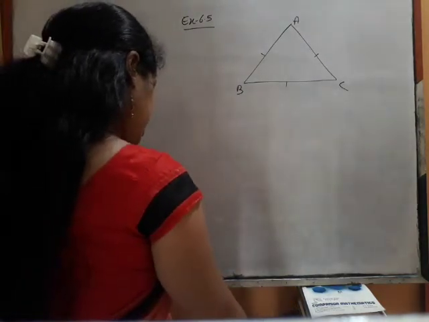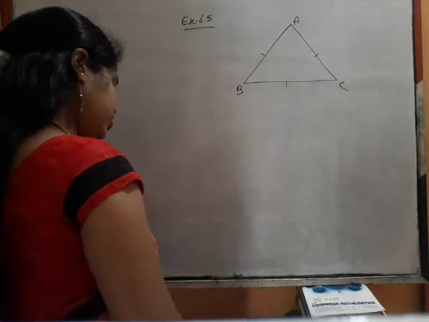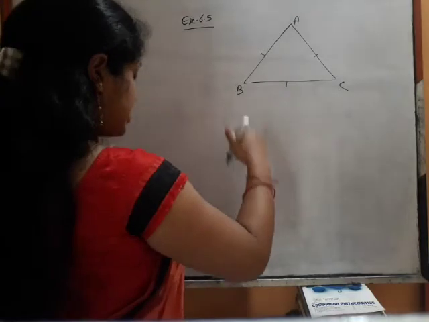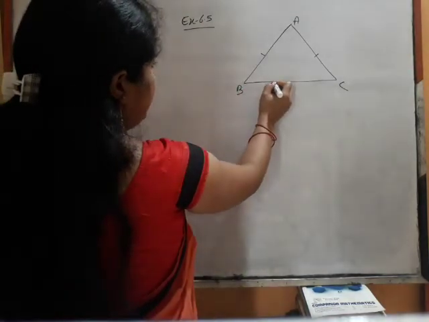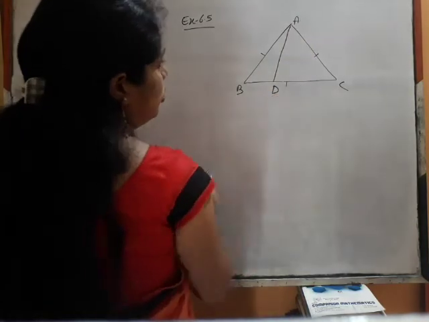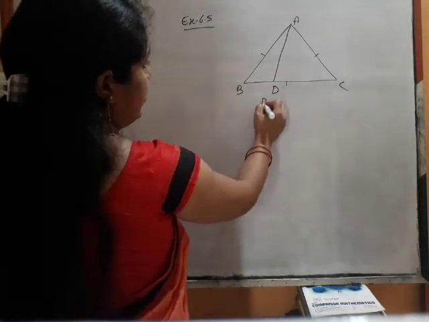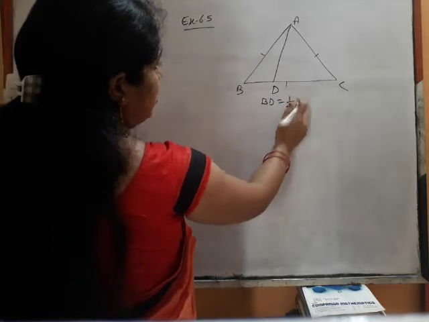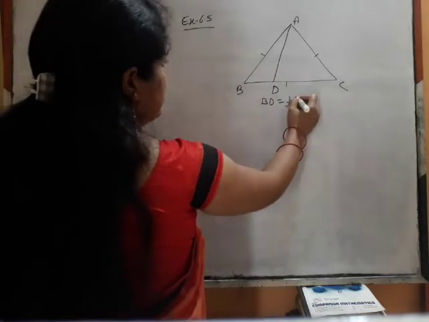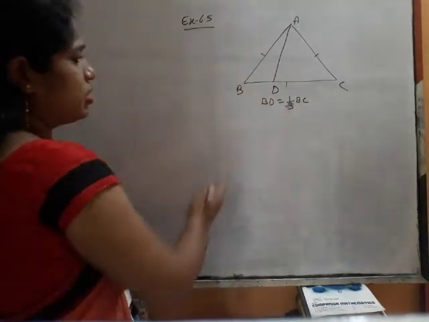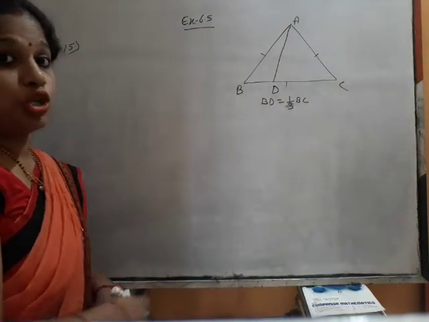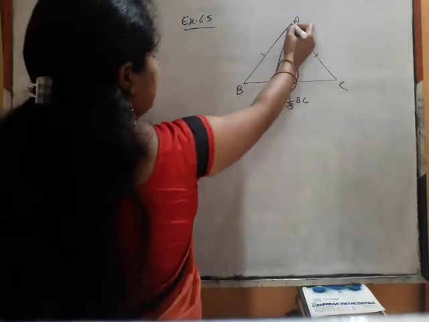So here BD is 1/3 of BC. D is the point on the side BC. Suppose D is here and we need to join AD. Yes, BD is 1/3 of BC, and it's not given that AD is an altitude. So we have to make an altitude over here.